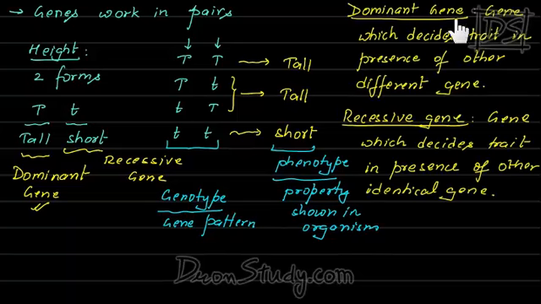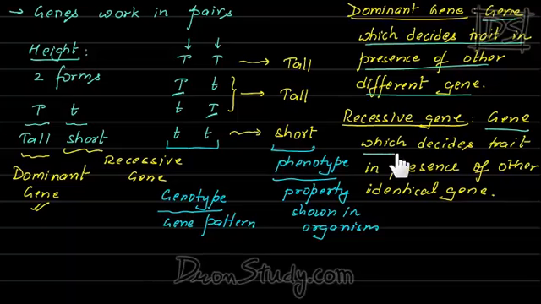What is a dominant gene? Genes which decide traits in presence of different genes are called dominant genes. Okay, see here, the capital T was the dominant gene because it was deciding the property in presence of another different gene. Okay, a recessive gene can be defined as a gene which decides traits only in presence of other identical genes. So here, the small t is the recessive gene, because it is able to decide the trait only in the presence of another identical gene. Okay?